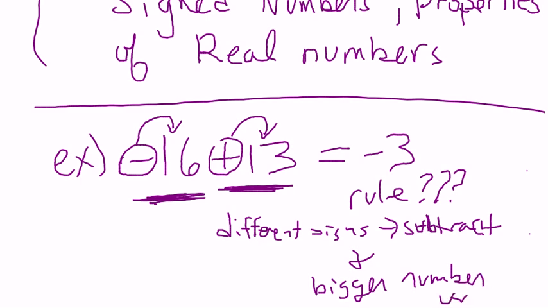Now that's just little gimmicks to help you remember, but if you just think about it intuitively, it'll make sense. If you're 16 in debt and somebody gives you 13, you're not out of debt yet. You'd be at -3. Okay? Let's try another one.